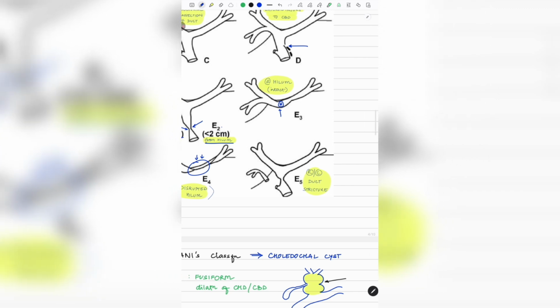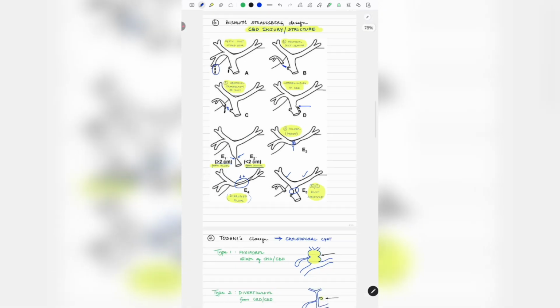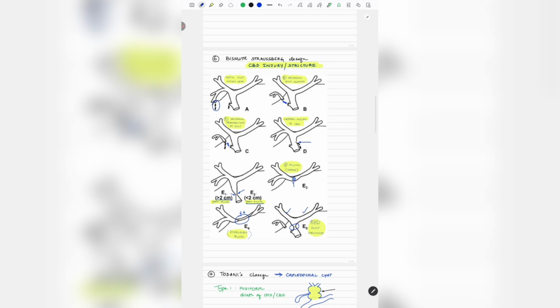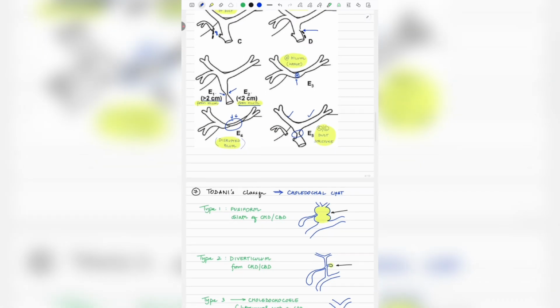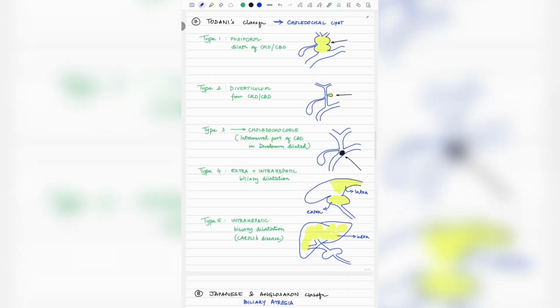Right and left both are involved now. See, the right is also involved, left is also involved with the duct stricture. Okay, the duct stricture is also visible for you, right? That is E5. It is a bit complicated, and repeated reinforcement into your brain will lead to the memorization of this stuff. Okay, don't forget to revise it properly.